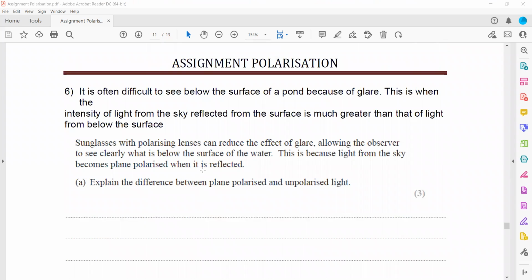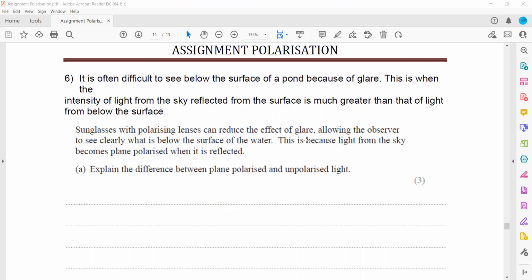In question 6, it is often difficult to see below the surface of a pond because of glare. This is when the intensity of light from the sky reflected from the surface is much greater than the light below the surface. Sunglasses with polarizing lenses can reduce the effect of glare, allowing the observer to see clearly what is below the surface of the water. This is because light from the sun becomes plane polarized when it is reflected. Explain the difference between plane polarized and unpolarized light.